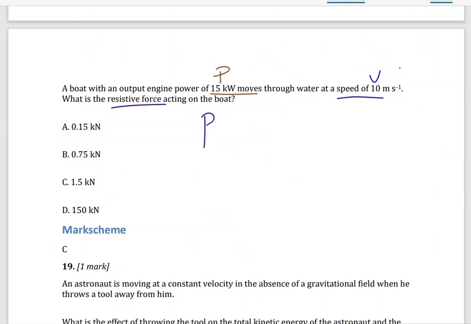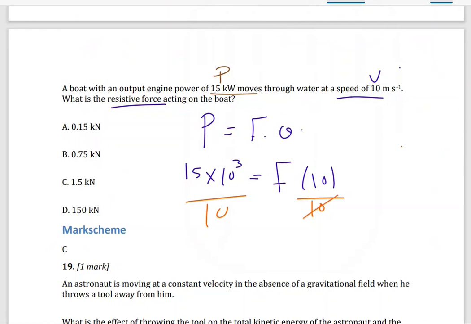Now I know the power is energy over time, change in energy divided by change in time, which also equals force times velocity. Power is 15 kilowatt, that means 15 times 10 to the power 3 equals force times velocity. We don't have the force, but the velocity is 10. So divide both sides by 10. F will be 15 times 10 to the power 2, which will equal 1.5 kilonewton.